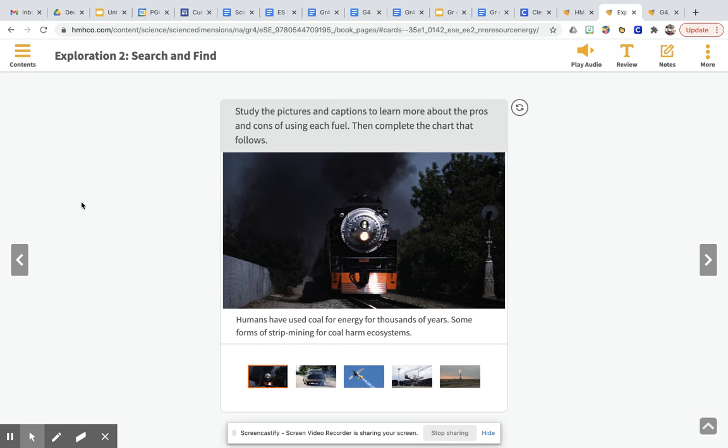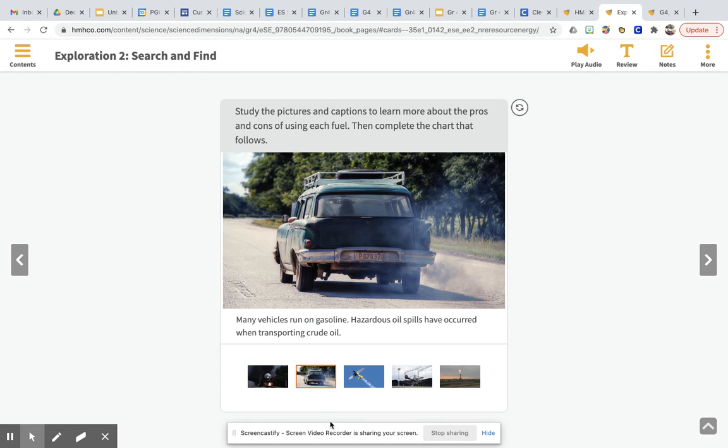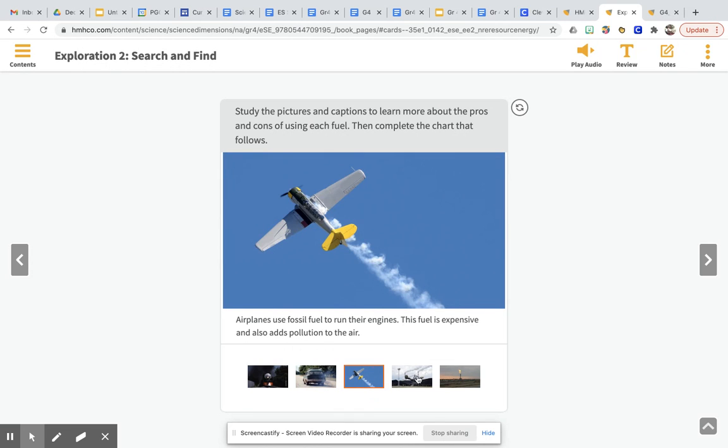And so we've got another picture of a train here. It says humans have used coal for energy for thousands of years. Some forms of strip mining of coal can harm the ecosystem. We've got that same car from earlier, and it says many vehicles run on gasoline. It says hazardous oil spills have occurred when transporting crude oil. So when they're moving the oil from place to place to get it to the gas station, to get it to all of these different locations, sometimes we have big oil spills, and that can be bad for the environment.